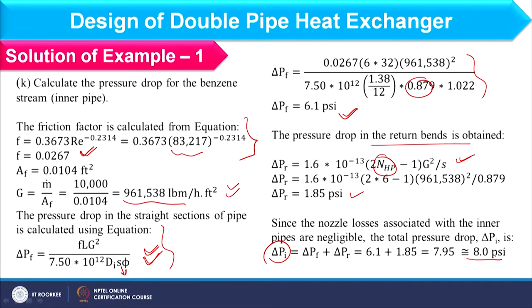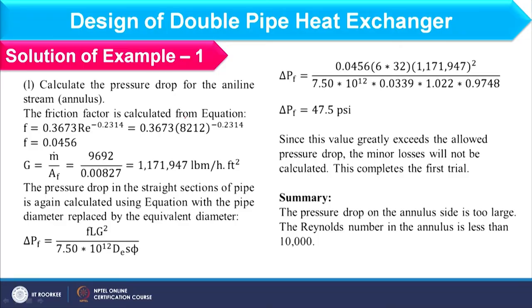So, if you recall the limit of pressure drop, 20 psi should be the maximum limit. But here I am getting 8, so I am working on the safer side, right. So, now calculate the pressure drop of aniline, which is flowing in the annular side, fine.